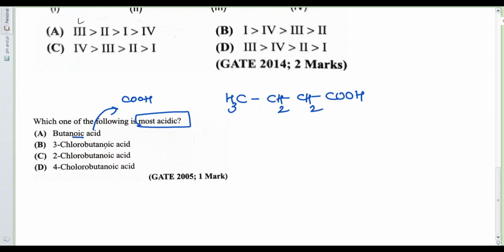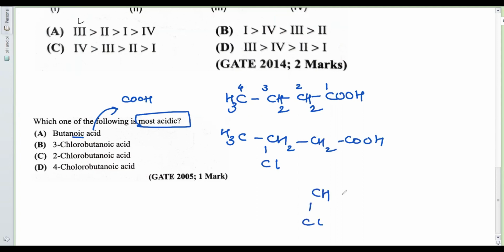Then you have 3-chlorobutanoic acid. Always the first number will go to the functional group, that is COOH. Now, if it is 3, that means in the second example, you will have chlorine over here. Then the third one says 2-chloro. So in this case, the chlorine is going to be over here. Correct? What about the fourth case? The fourth case says it is 4. That means on this carbon. So here you will have a chlorine.